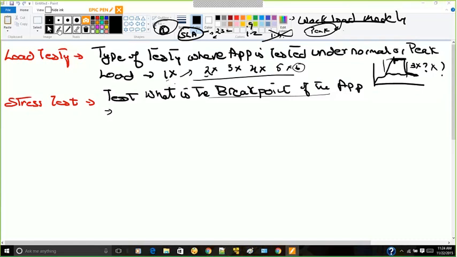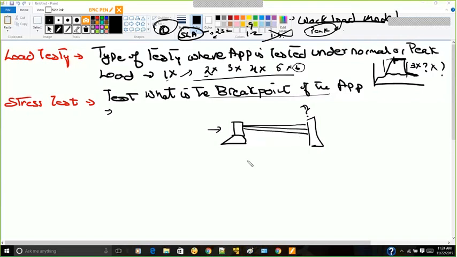Wait, hold on. This is your computer. This is the server. How does the server know how many customers are coming? The server does not know. The server only sees the requests that are coming to it. So if another customer comes, another request comes. That's how the server knows that X number of requests are coming.